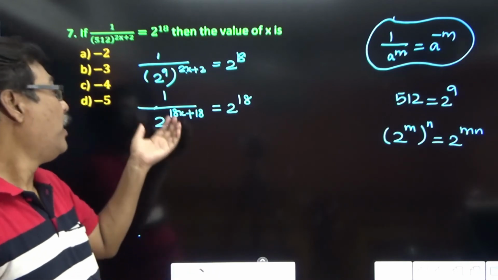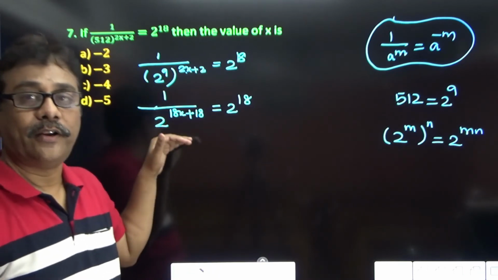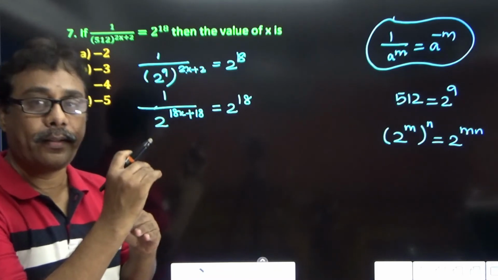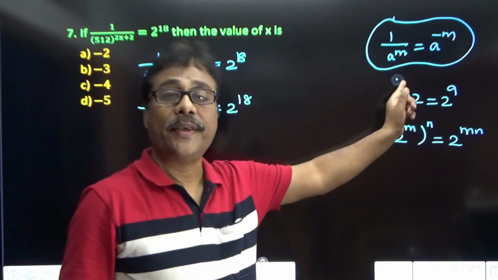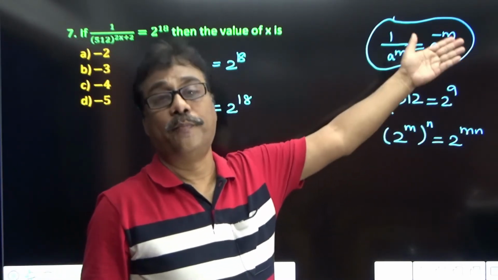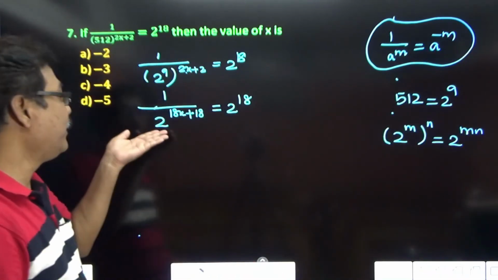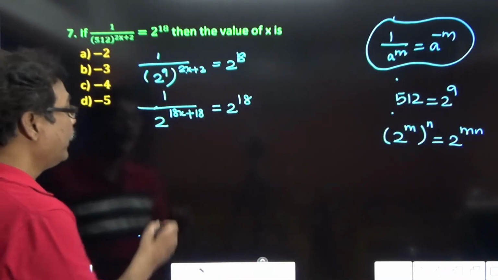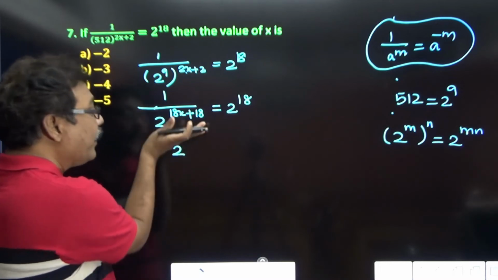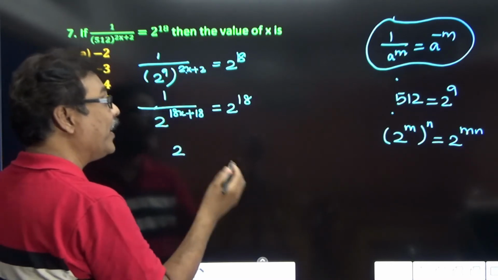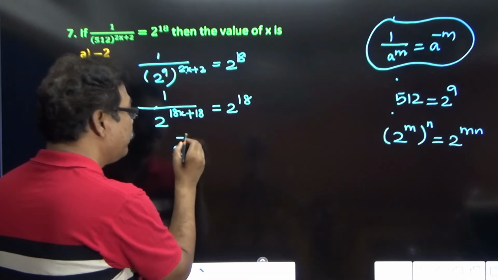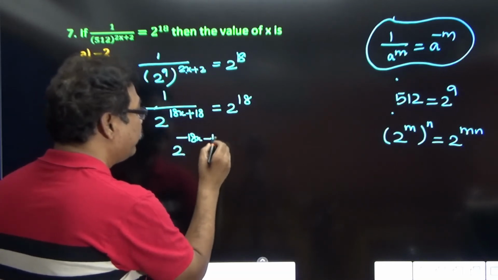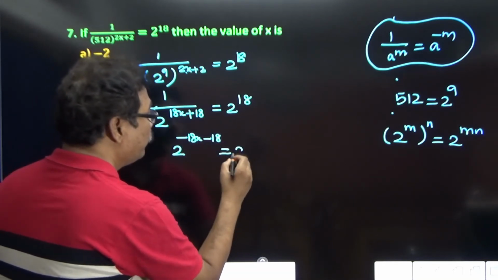But here the expression is in the denominator. I have to bring this to the numerator by using this concept, a to the power m is equal to a to the power minus m. So I can bring this to the numerator, a is 2 here, and the power has to be in negative form of this one. That is minus 18x minus 18 is equal to 2 to the power 18.